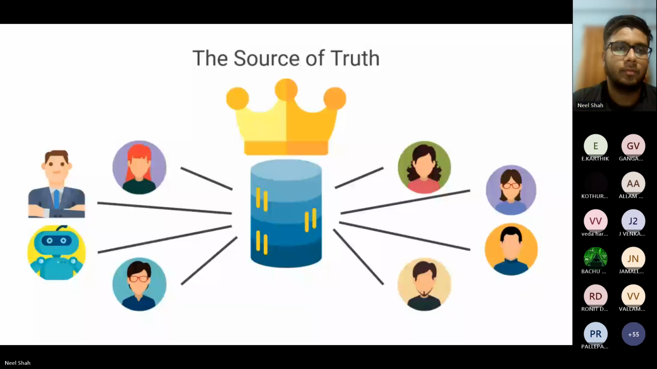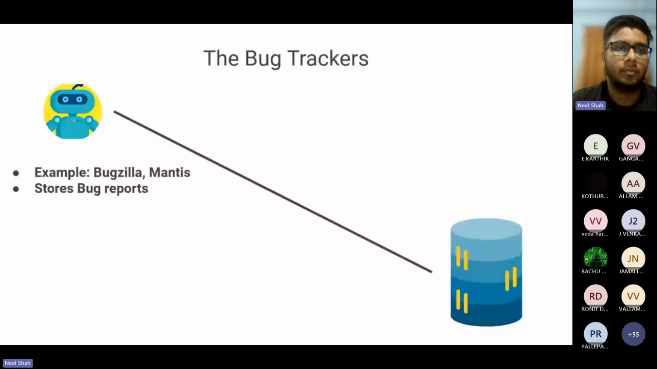Similarly, GitHub has many advantages. On top of that are bug trackers. Many of you have heard about Bugzilla and Mantis, which store bug reports. They help us find bugs in big applications. If we have a small project, it won't help. But if we have a project with more than 10,000 lines of code, you can understand what complexity it must have.